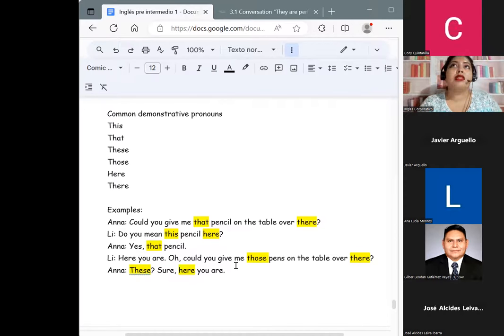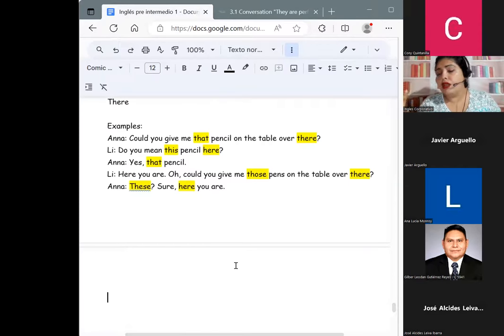Cuando tengamos una conversación o ustedes estén practicando una conversación, piensen en cuántas veces han utilizado las palabras que tenemos ahí. That, these, this, those, here, and there. And you are going to see that you use these kind of words a lot. Vamos a ver la conversación número dos.